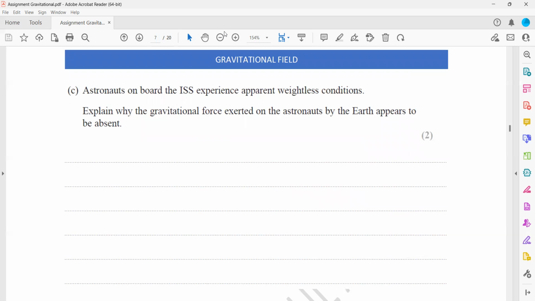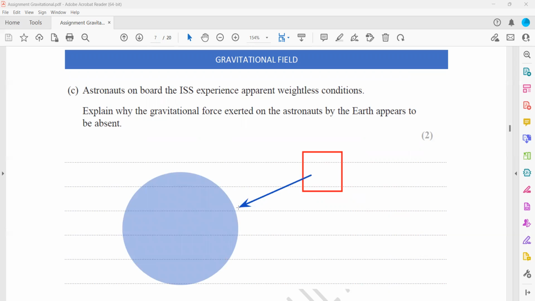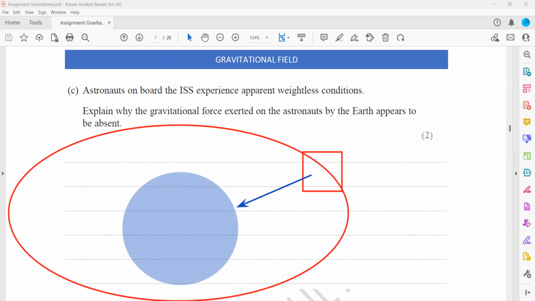So if astronauts are on the space station, and this is the Earth, the Earth's gravity is pulling, but the International Space Station is moving in a circular path. So what happens? This causes circular motion. This force, the gravitational force, is responsible for centripetal motion. That's why inside they don't feel it, because the force is used to move them in a circular path rather than attract them toward the center. As a result, they experience an apparent weightlessness condition.